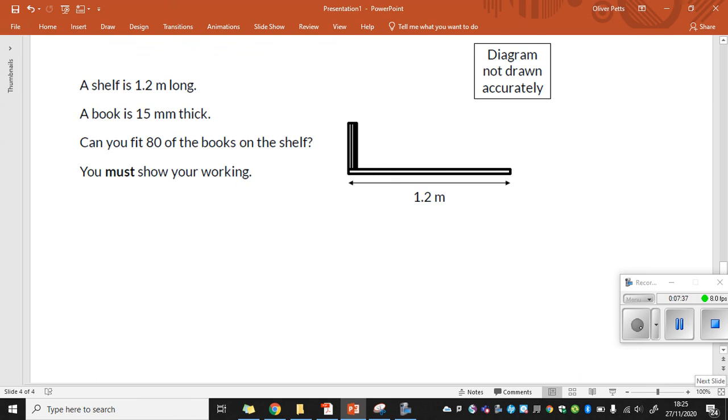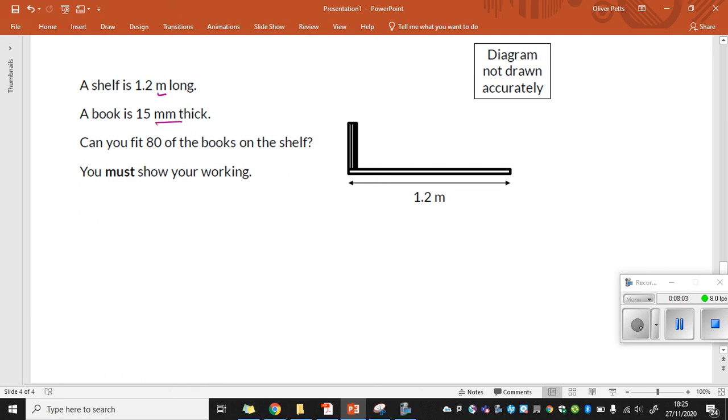Final question. A shelf is 1.2 meters long and a book is 15 millimeters thick. Right, first issue we're going to have is the fact that we have different units here. So we've got a few different options available to us. We could either turn them both into millimeters, we could try and turn them both into meters, or we can go part way in between and turn them both into something like centimeters.